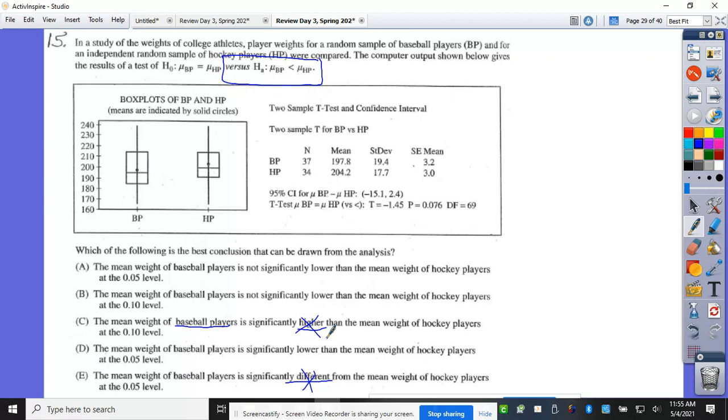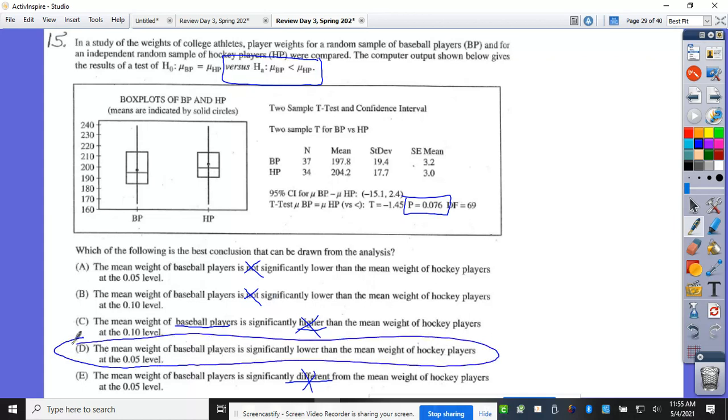And we get a p-value of 0.0076. So does that mean there is or is not significant evidence? Is that a high or low p-value? Low. So that means there is or is not. So is not. Answer is D. Oh, wait.